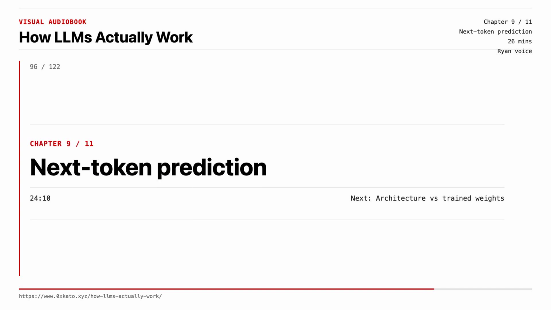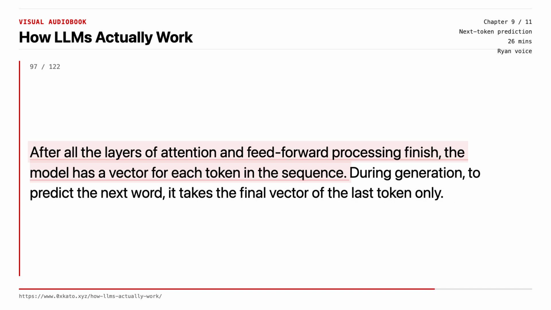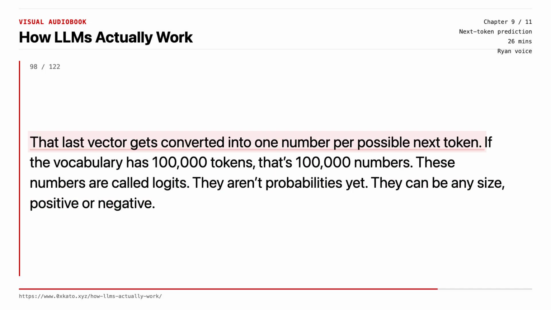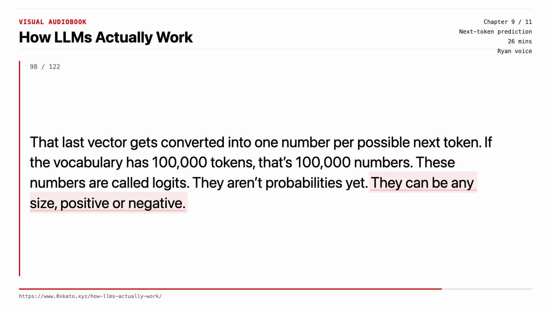Next token prediction. After all the layers of attention and feed-forward processing finish, the model has a vector for each token in the sequence. During generation, to predict the next word, it takes the final vector of the last token only. That last vector gets converted into one number per possible next token. If the vocabulary has 100,000 tokens, that's 100,000 numbers. These numbers are called logits. They aren't probabilities yet. They can be any size, positive or negative.